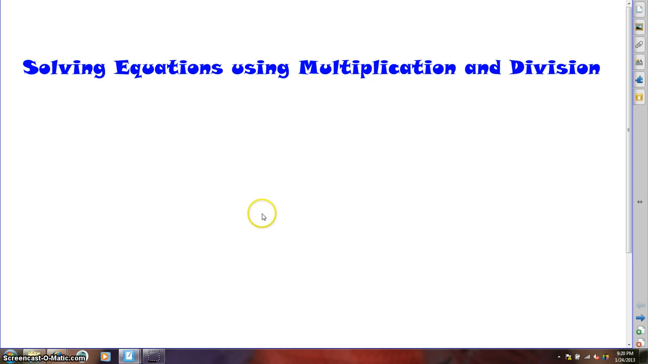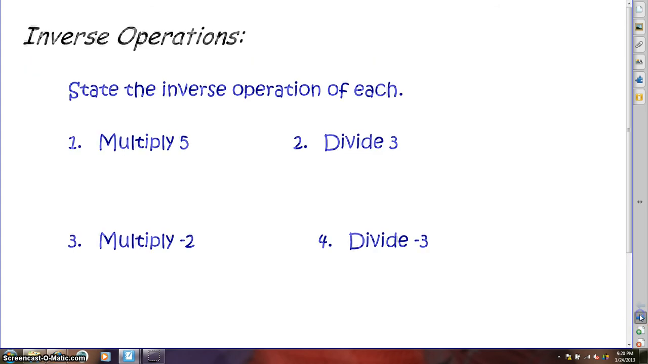Yesterday we learned to solve equations using addition and subtraction. Today we're going to solve equations using multiplication and division. Anytime you're solving an equation, you want to use inverse operations. Remember, inverse means opposite of. So the opposite of multiplication is division, and the inverse of division is multiplication.